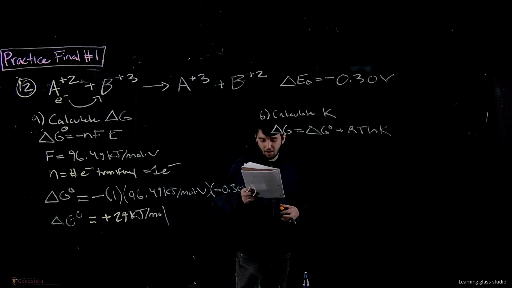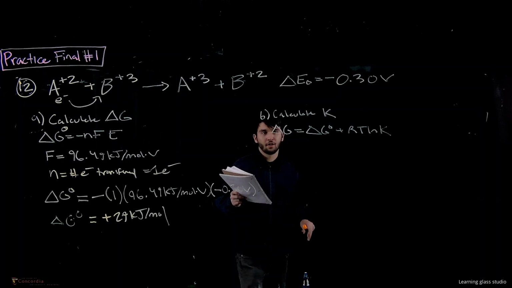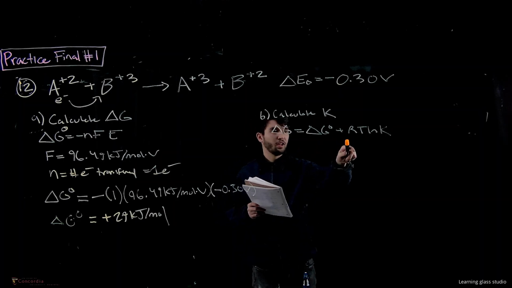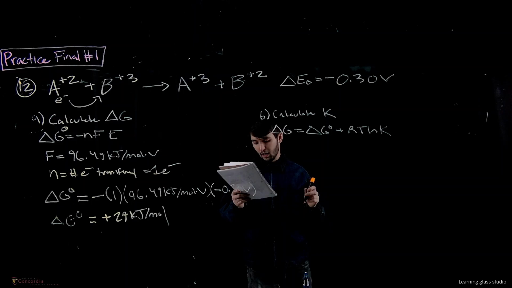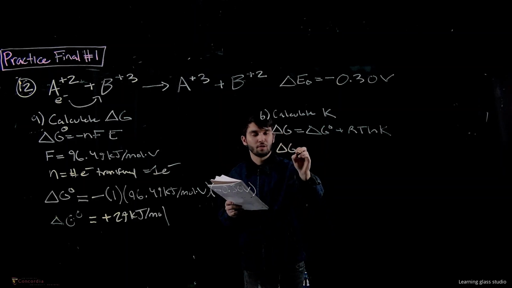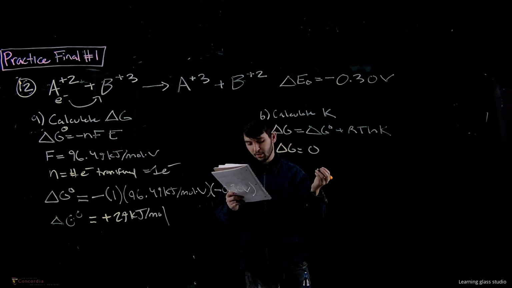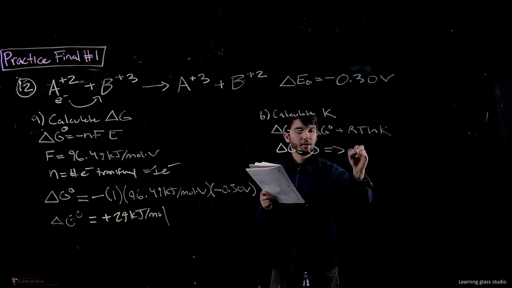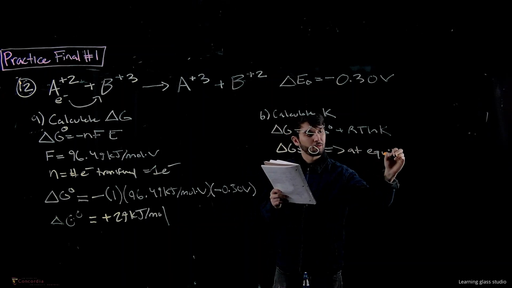So now we can calculate K. To do this, delta G equals delta G standard plus RT ln K. Something that we know is that delta G is going to be equal to 0 because this reaction is at equilibrium.